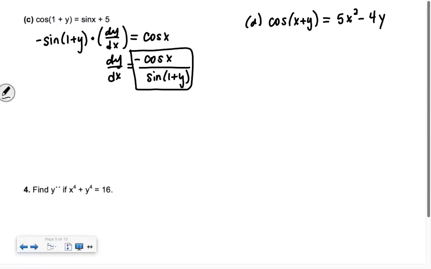If we take the derivative, it's going to be negative sine of x plus y. But then the chain is now what? 1 plus dy over dx equals the derivative of 5x squared, which is 10x, and the derivative of 4y is 4 dy over dx.